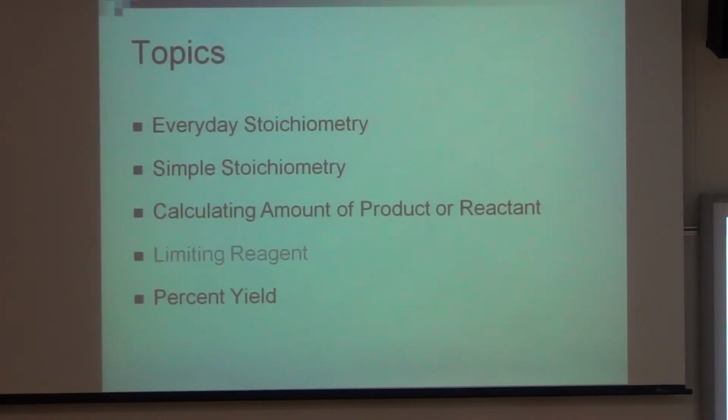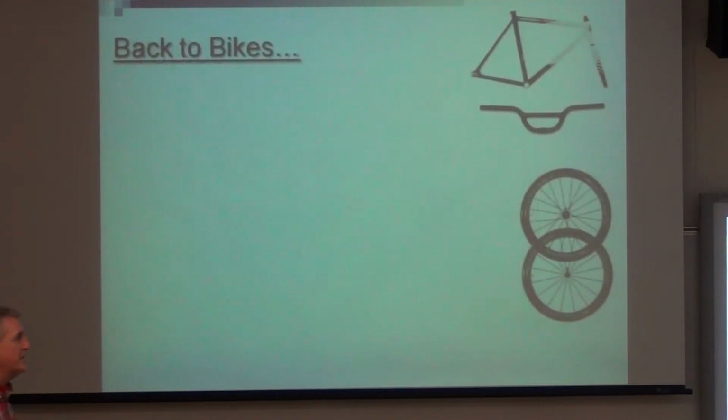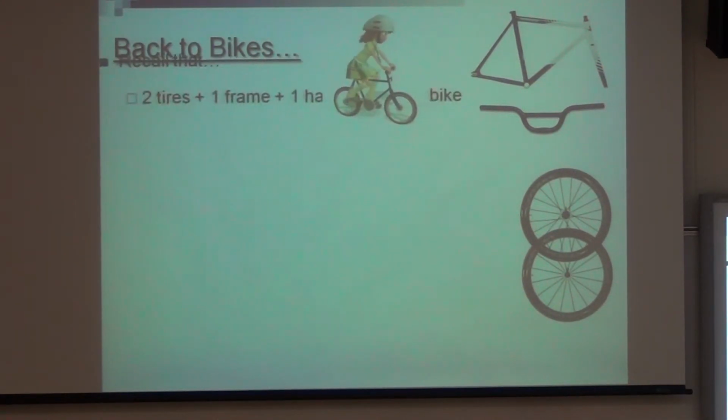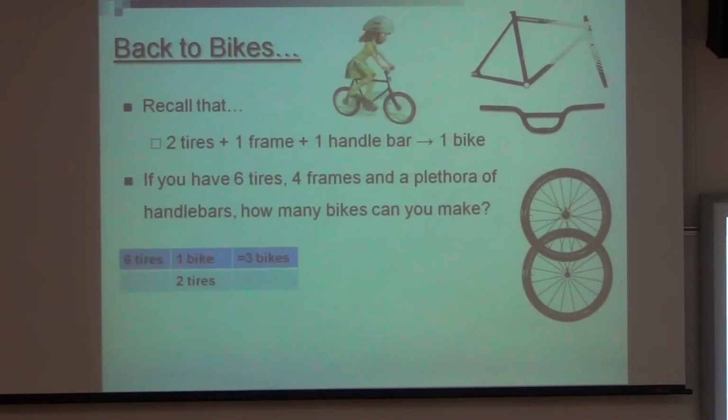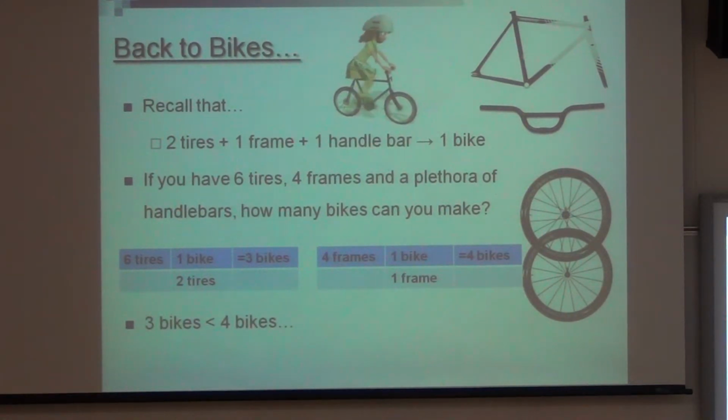Okay, next we got limiting reagent or limiting reactant. So this slide simply reminds you what we talked about earlier with our bikes. Exactly the same stuff as we did in that second problem with the bikes. We end up with 3 bikes produced from our tires. We could make 4 bikes from our frames and handlebars, but we're limited to only 3 bikes because of our tires.